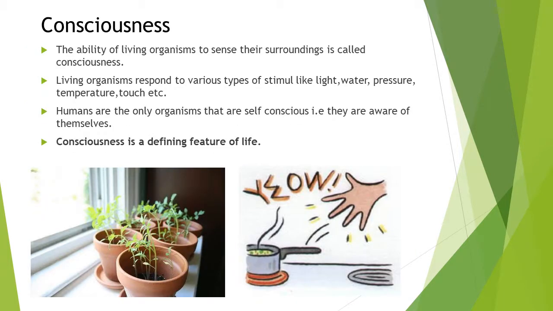The next feature is consciousness. Consciousness is the ability of every organism to sense the environment. So, there are different changes happening in the environment. There are different kinds of stimuli in the environment, like light, water, touch, pressure, temperature, etc. And every living organism responds to these changes that take place in the environment.